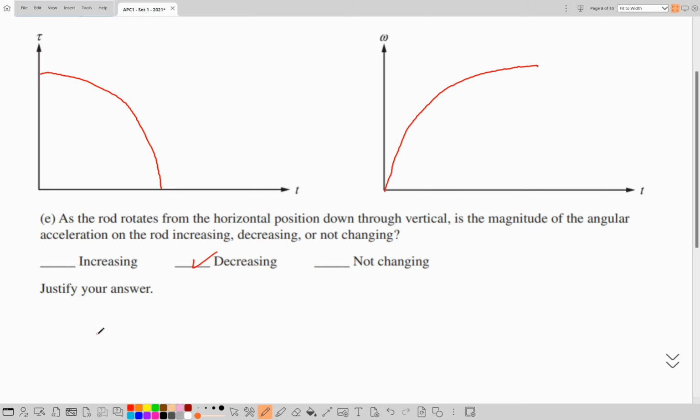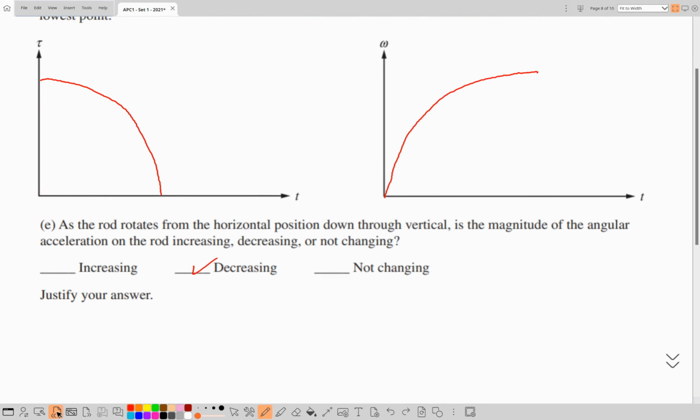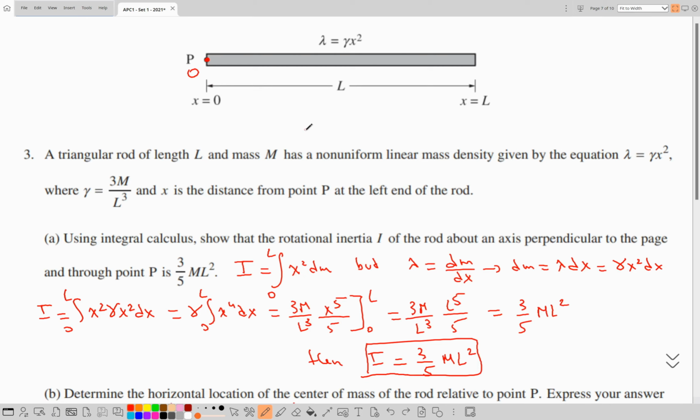However, here we will try to justify an answer not based on the graph in order to have a more general response, because answers to such types of questions on an AP exam are not very straightforward. So what's happening here basically? Let's check. Now we know that it's decreasing, but why is the angular acceleration decreasing?